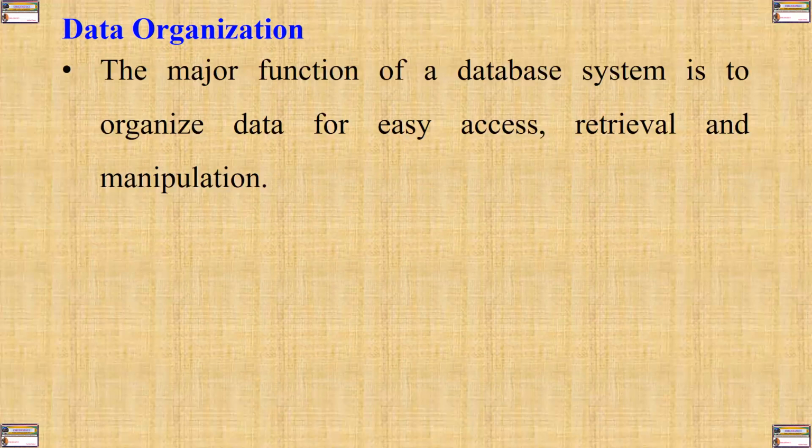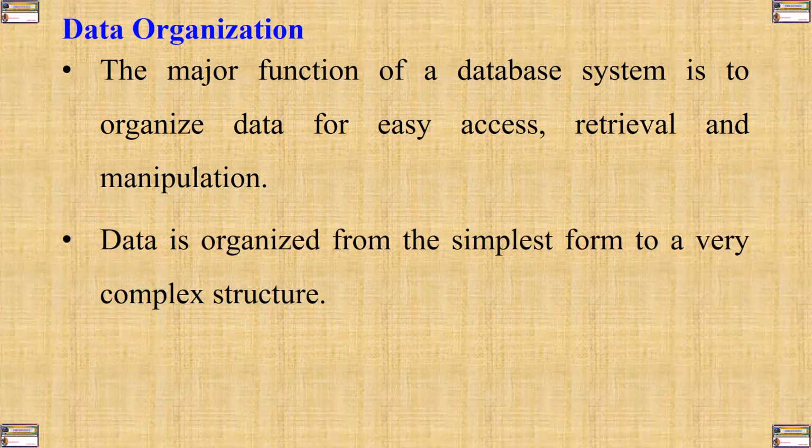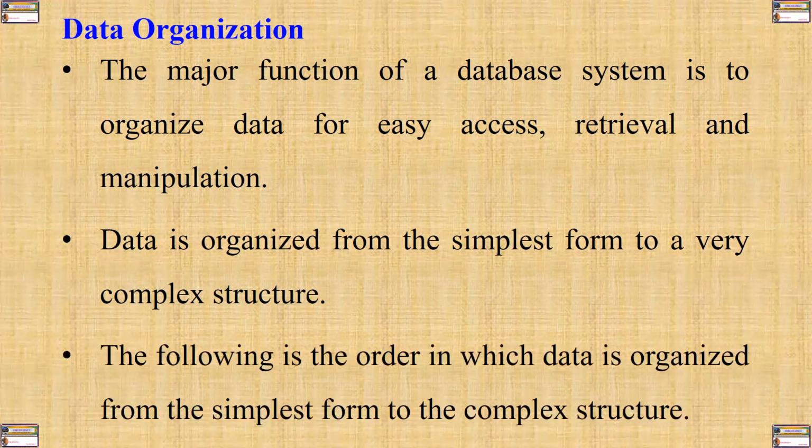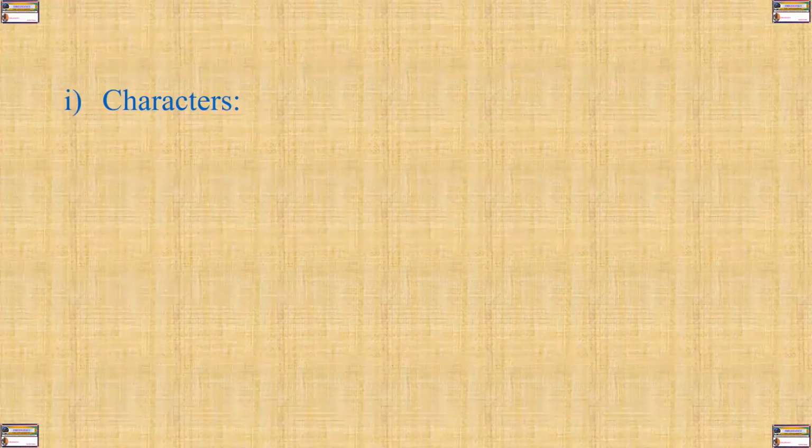Let's now look at what we call data organization. The major function of a database system is to organize data for easy access, retrieval, and manipulation. Data is organized from the simplest form to a very complex structure. The following is the order in which data is organized from the simplest form to the complex structure. The lowest one are the characters.